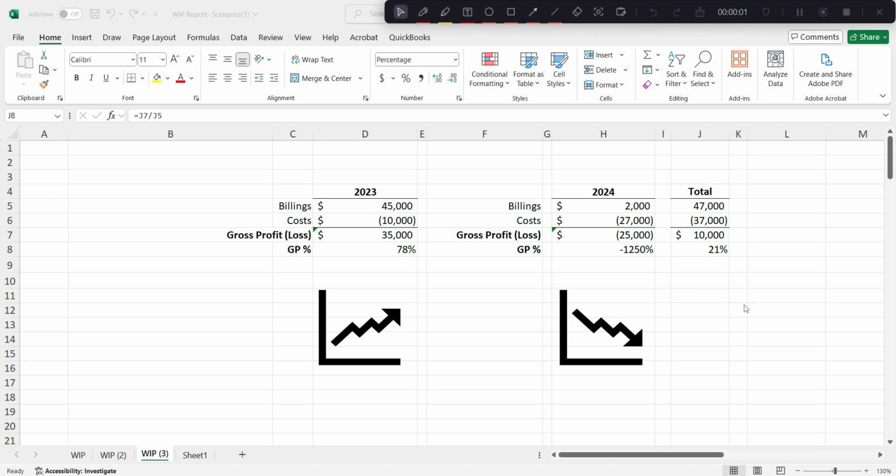Now, what you'll notice is the significant difference between the ending gross profit and the amount of gross profit we recognized in 2023 and the amount we recognized in 2024. We have huge swings from one year to the next. 78% one year, negative 1250 in the other. However, we end up landing at 21%.